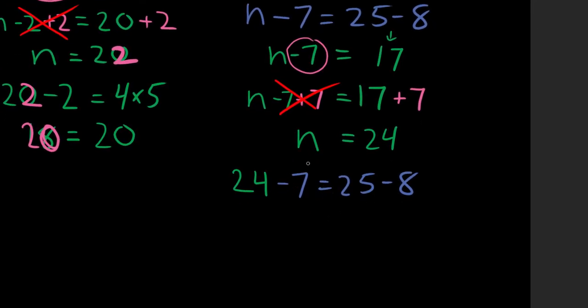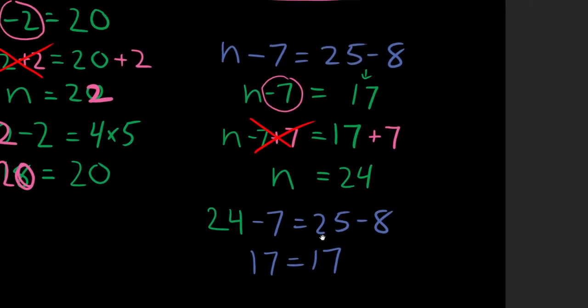24 minus 7 equals what? 24 minus 7 equals 17. And 25 minus 8 also equals 17. So 17 equals 17. All right, so this is my answer here.